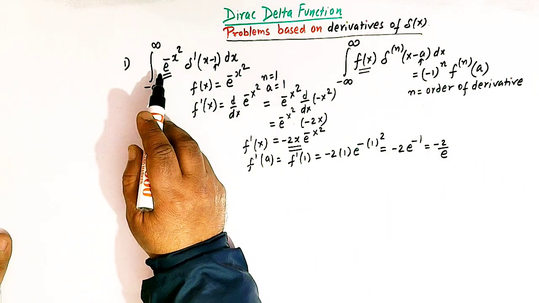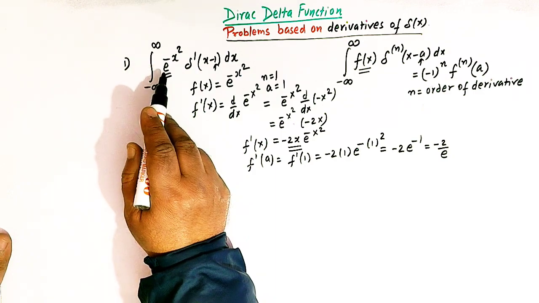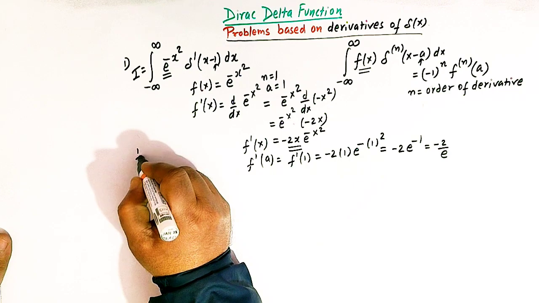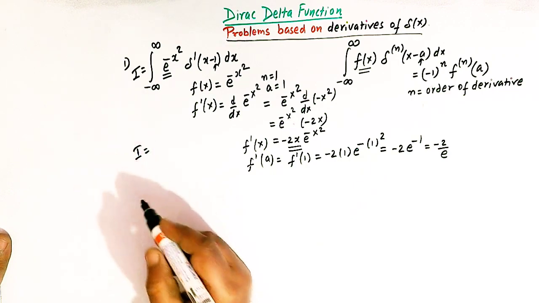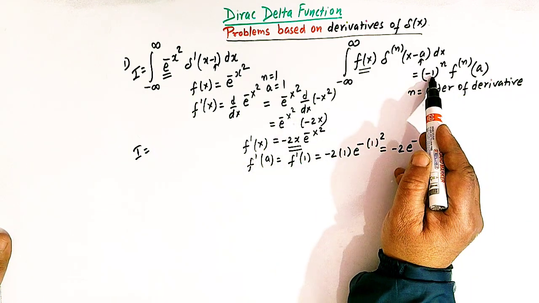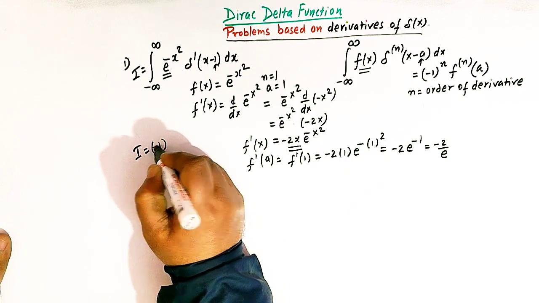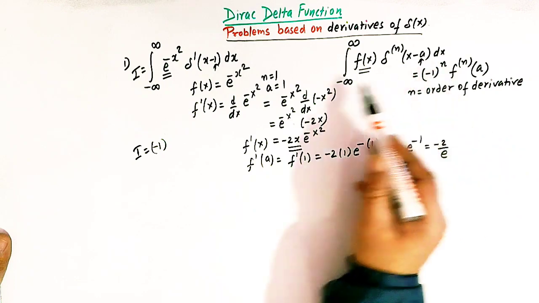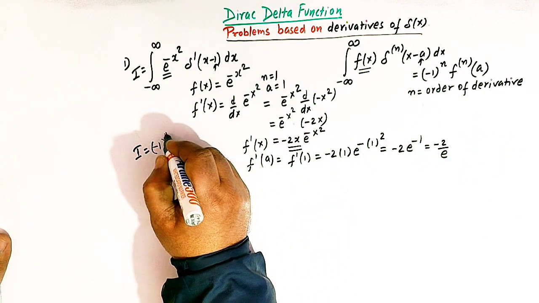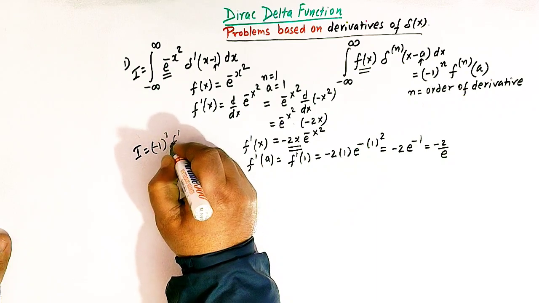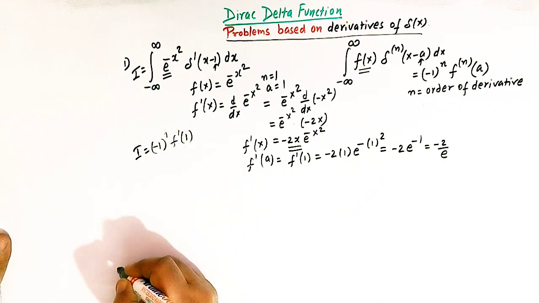Now let us call this integral I. The value of this integral I can be written with the help of this expression. We have minus 1 raised to n, where n is 1, so here we have minus 1 raised to 1. Then we have f prime of 1.